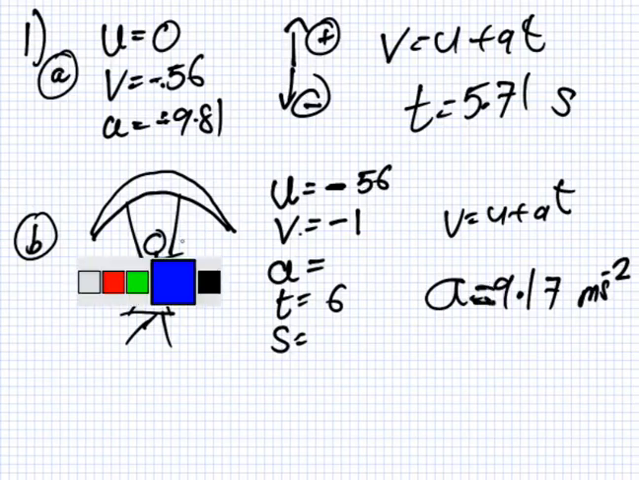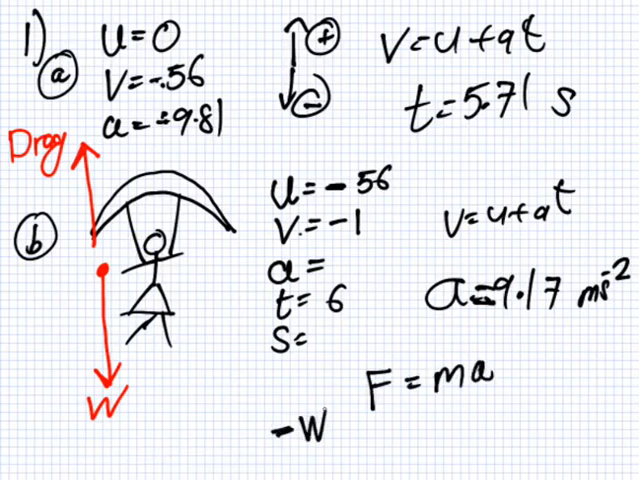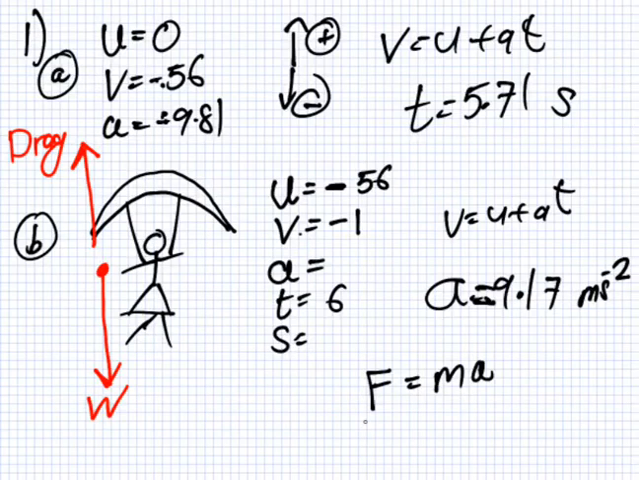Right. If she was falling, what should her acceleration be? It should be 9.81, but it's not. It's 9.17. There are two forces on her. What are the two forces? Drag and the weight. Yeah, or lift, or whatever you call it. So, if I say F equals MA, I should have minus W.